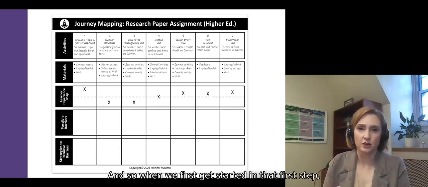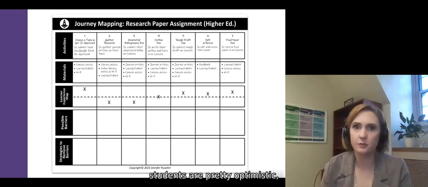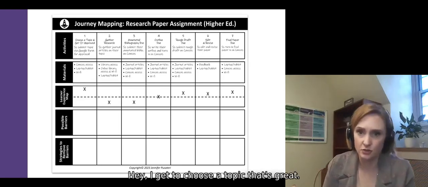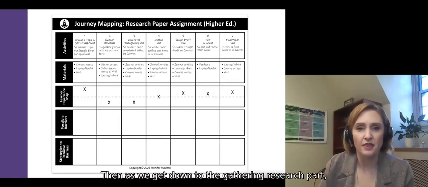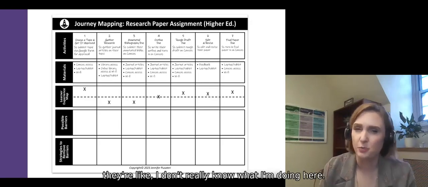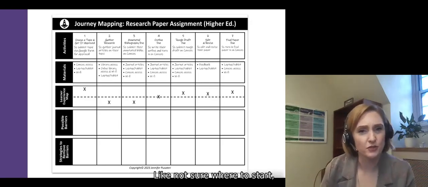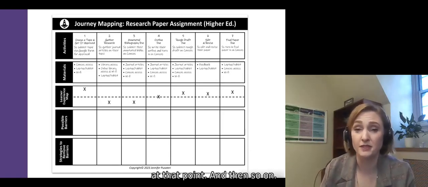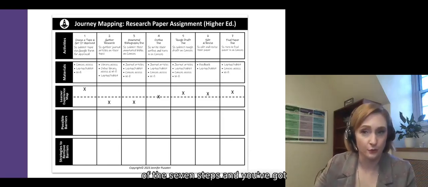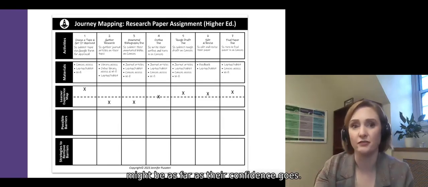And so when we first get started in that first step, choosing a topic and getting it approved, students are pretty optimistic, right? They're excited about it. Hey, I get to choose a topic. That's great. So you can see that I've put them up a little bit higher. Then as we get down to the gathering research part, they're like, oh, I don't really know what I'm doing here. Not sure where to start, not sure if I'm doing this right. So their confidence is pretty low at that point. And so on. I've done that through each of the 7 steps, and you've got an X marked where I feel like they might be as far as their confidence goes.